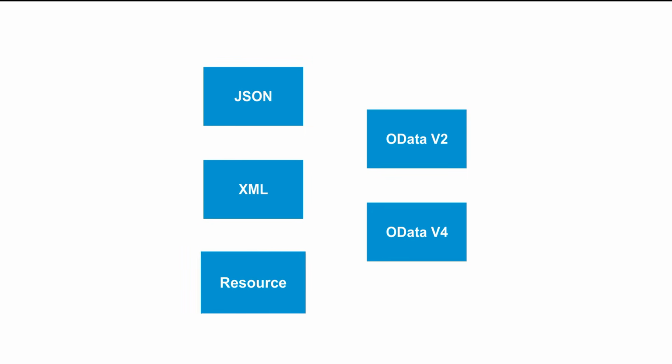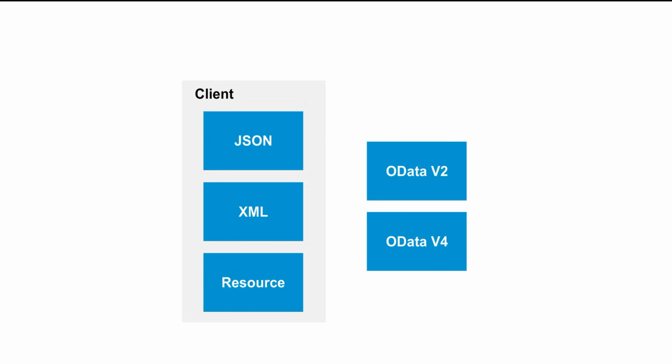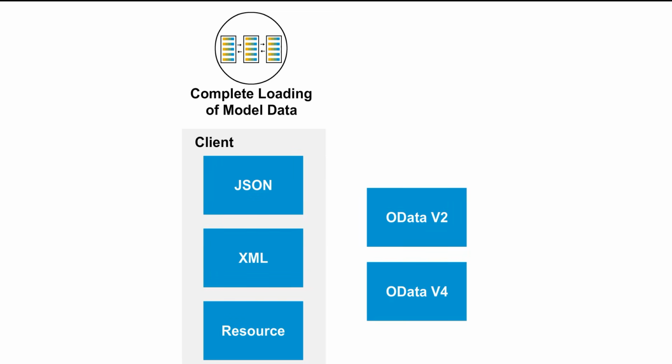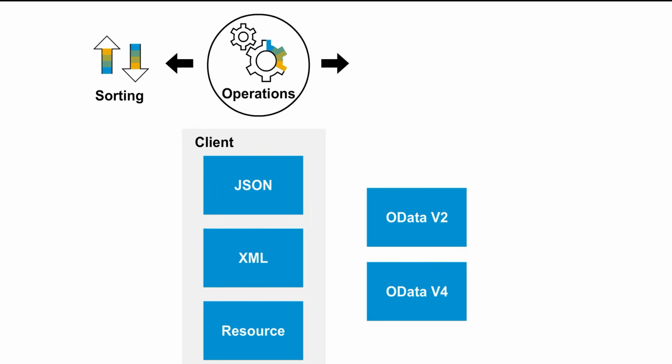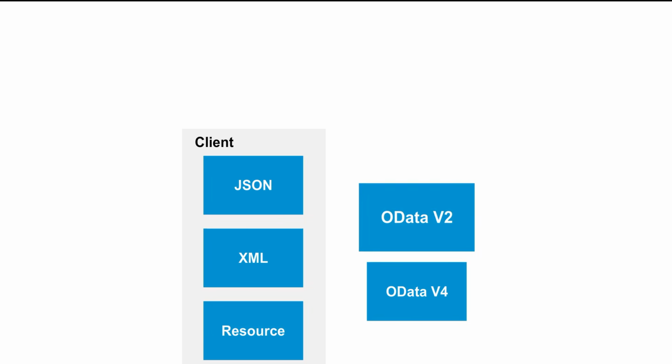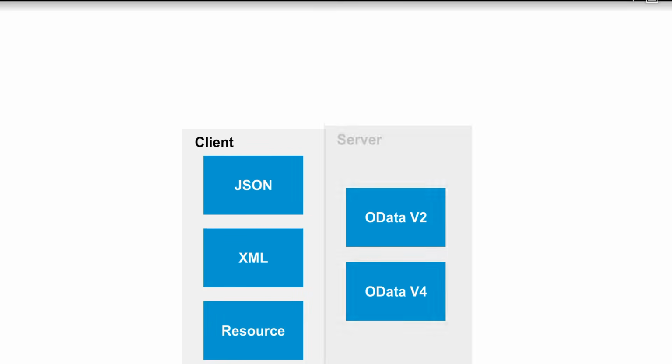The JSON model, XML model and resource model are client-side models, and the model data is loaded completely and is available on the client side. So operations such as sorting and filtering are executed on the client without a further service request, unlike the service model, which only loads the data requested.